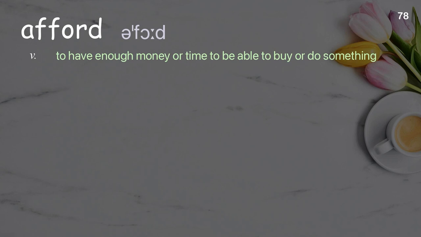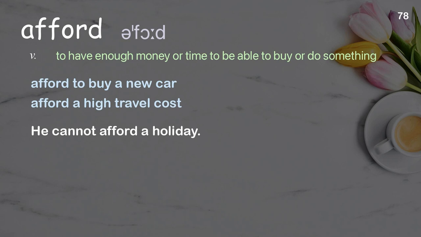Afford. To have enough money or time to be able to buy or do something. Examples. Afford to buy a new car. Afford a high travel cost. He cannot afford a holiday.